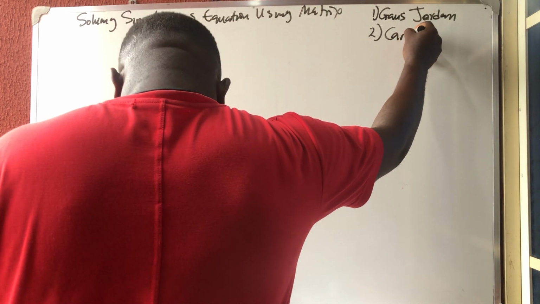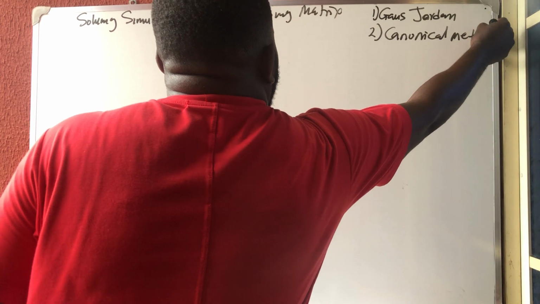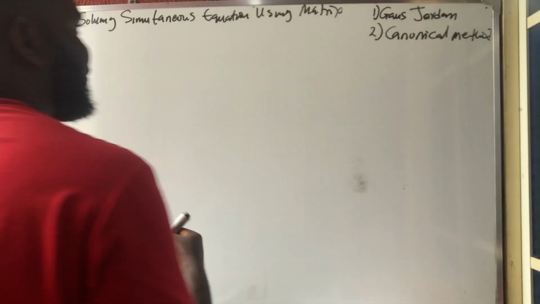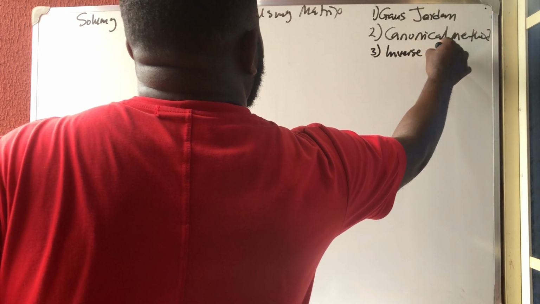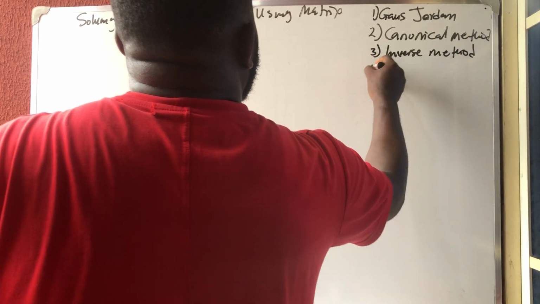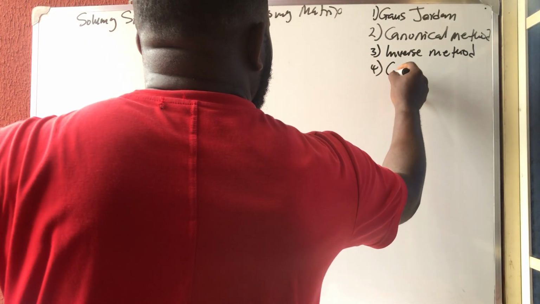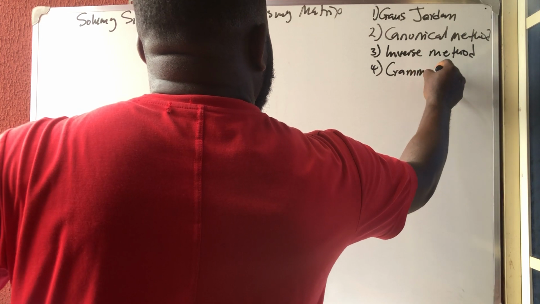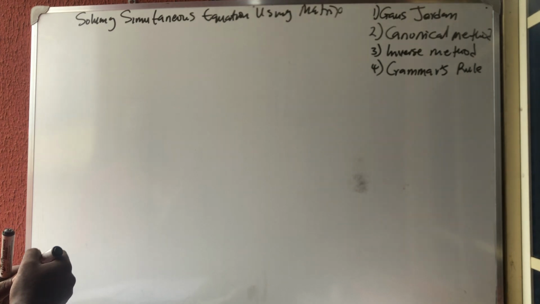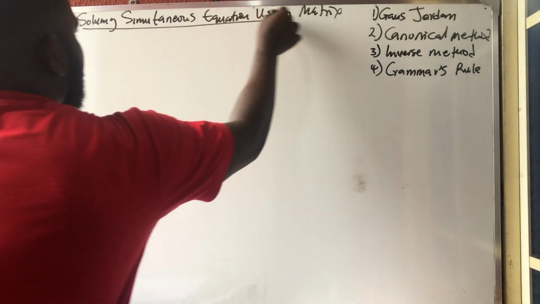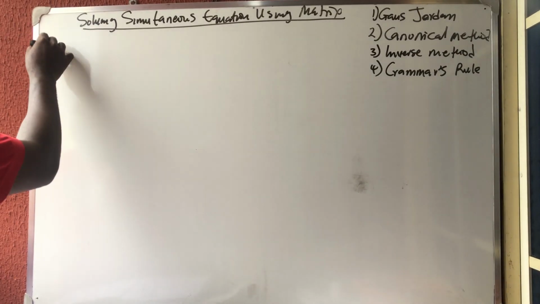The third one we'll look at is the inverse method. Then the fourth, and the favorite one I love so much, is Cramer's rule. So we'll be looking at these four major methods of solving simultaneous equations using matrix. So let's look at the first one.